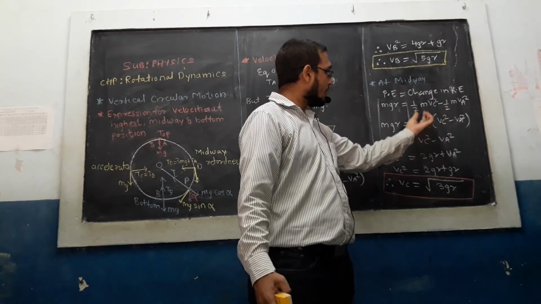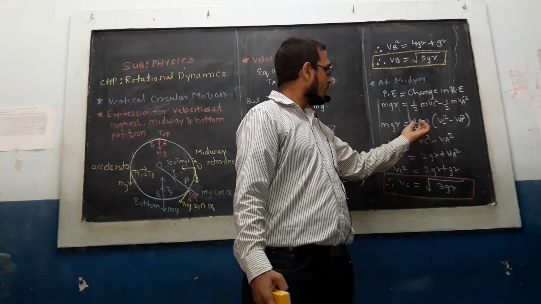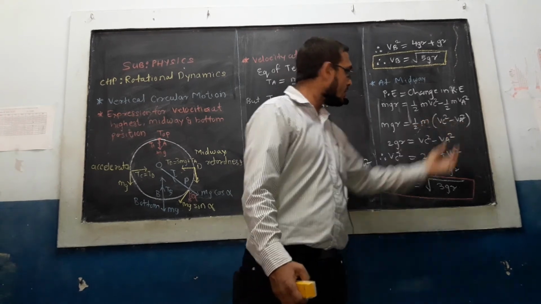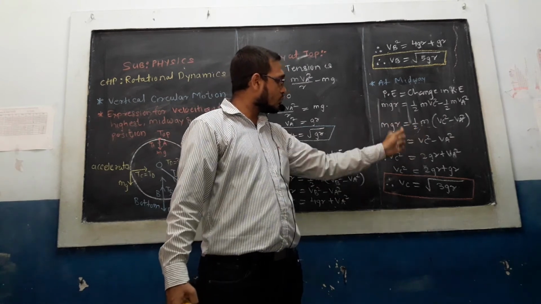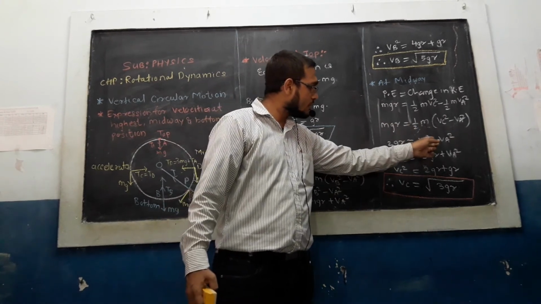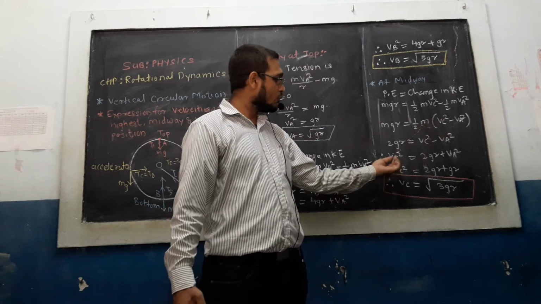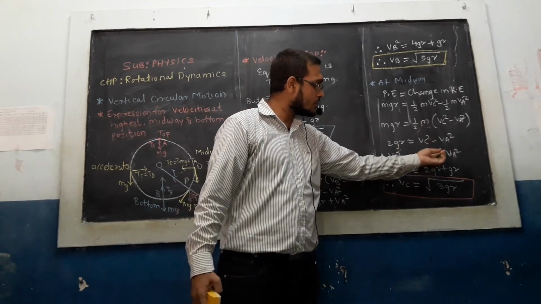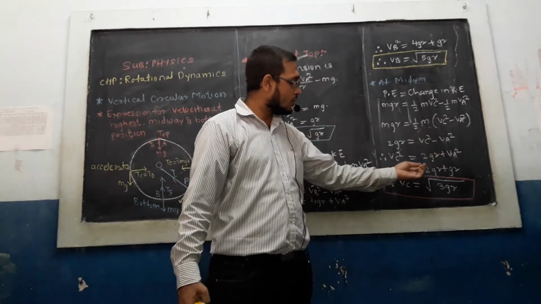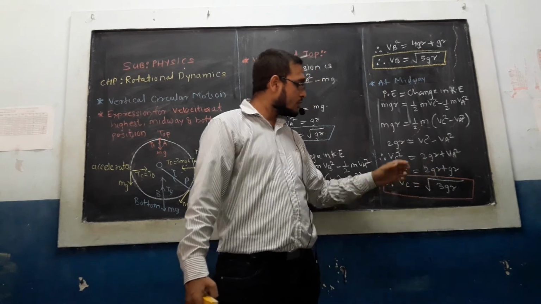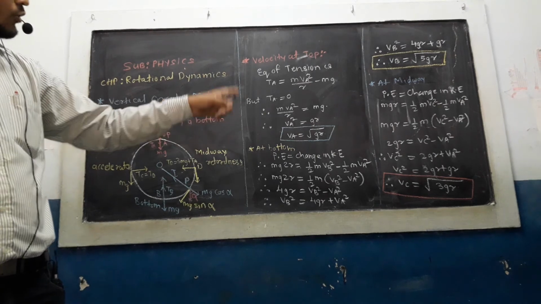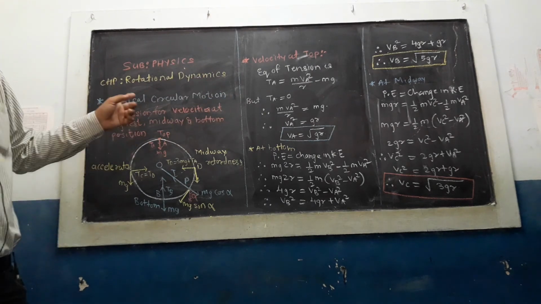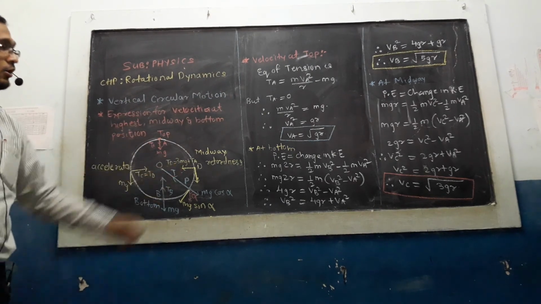Take half m common. What is remaining? Half m times vc square minus va square. Again m gets cancelled. Take this 2 here. So 2gr is equal to vc square minus va square. So vc square equal to 2gr plus va square. vc square equal to 2gr plus gr. So vc equal to under root 3gr. So these three are the expressions for the velocities along the highest point, along bottom and along midway.